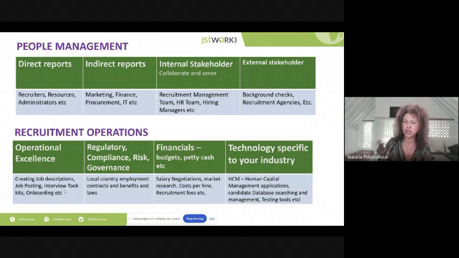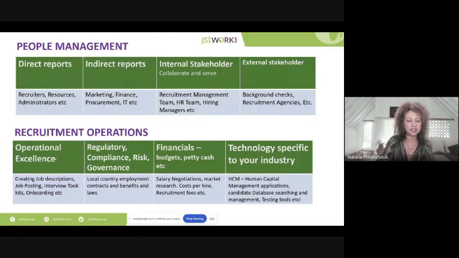When it comes to recruitment operations, or anybody's operation, it's operational excellence. Operational excellence is anything to do with processes, procedures. How do I make sure that, in my case, job posting processes are in place, interview toolkits are in place, the onboarding is in place, creating from taking the requisition all the way to closing.